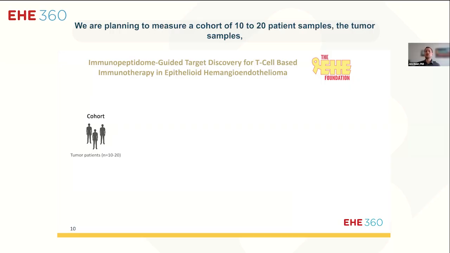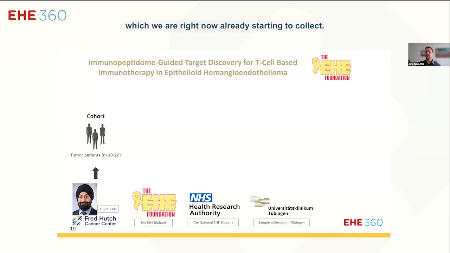We are planning to measure a cohort of 10 to 20 patient tumor samples, which we are right now already starting to collect. I'm collaborating on this with the lab of Professor Gujal from the Fred Hutch, and we're currently also reaching out to the different biobanks. The US EHE biobank and the UK biobank we already wrote to, and this is now in the works, receiving the samples. We have also set up a sample collection in Tubingen, where we have a national sarcoma center, and we have already the first patient who might get resected in the next weeks, where we might be able to collect the first tumor tissue here in Tubingen.